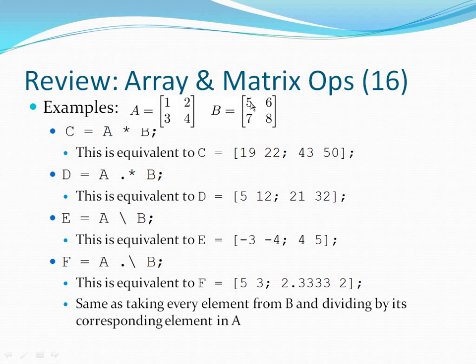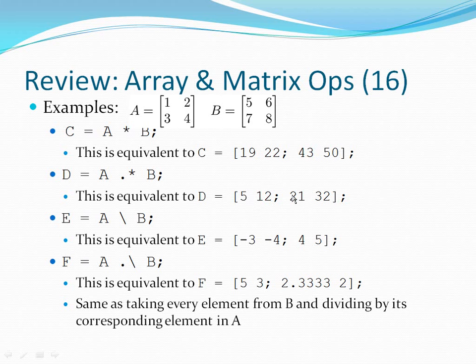Then it takes the second element of A multiplied by the second element of B. So 6 times 2, 12. Whatever position both of them correspond to, the output will simply multiply those 2 corresponding positions together to get that output that you want. And then you have 3 times 7, which is 21, and 4 times 8, which is 32.